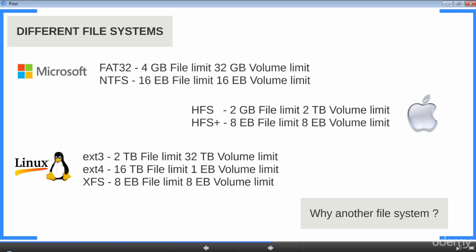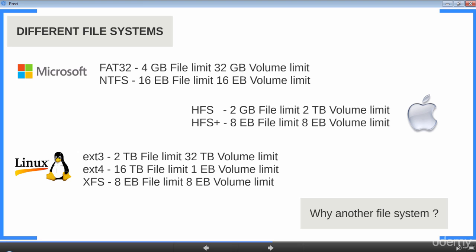So going back to the slide, let's look at file systems from Mac. HFS, or Hierarchical File System, is a legacy file system from Mac. Apple started using HFS Plus from Mac OS 8.1 and above. For example, if you used an iPod, you would have used HFS Plus. HFS Plus can also handle huge volume of data up to 8 exabyte in size. Next, let's go to Linux. ext is the most popular file system in Linux.